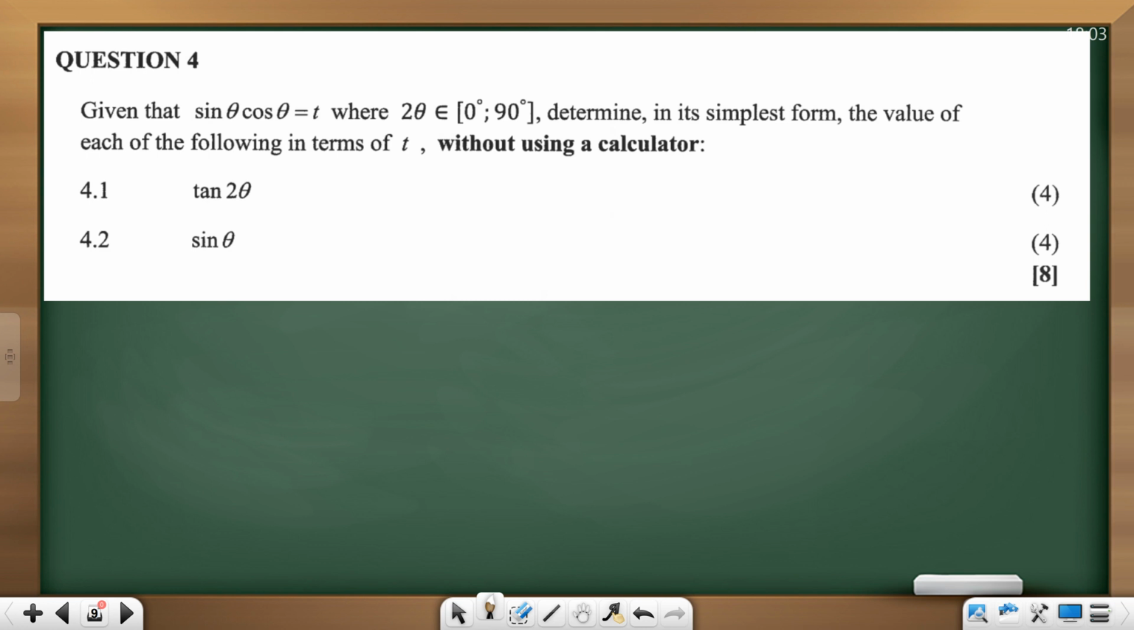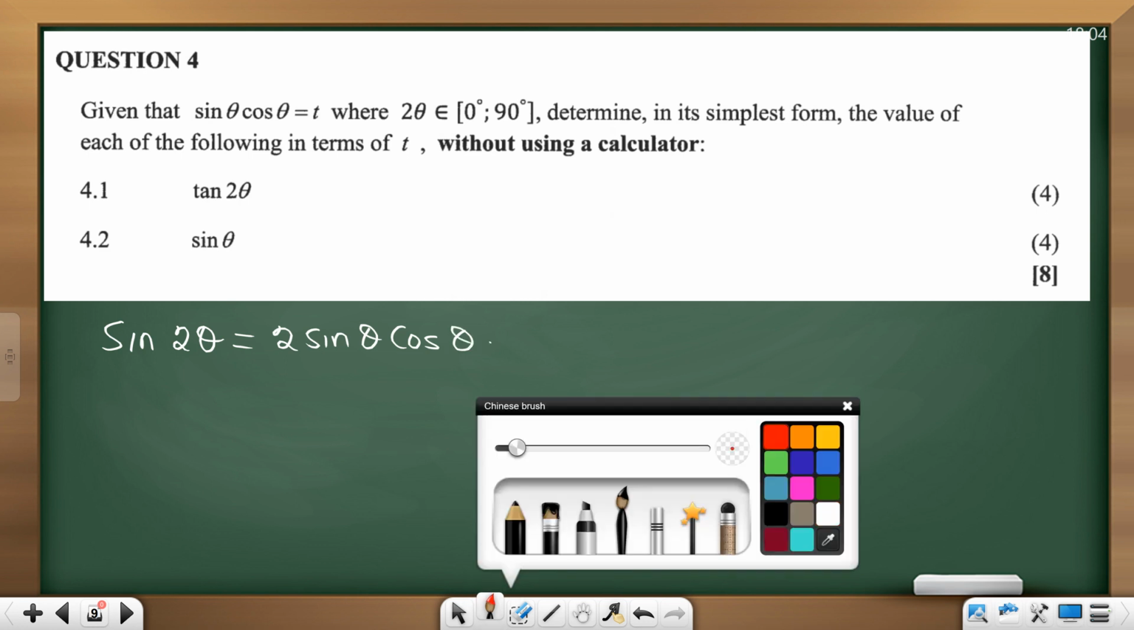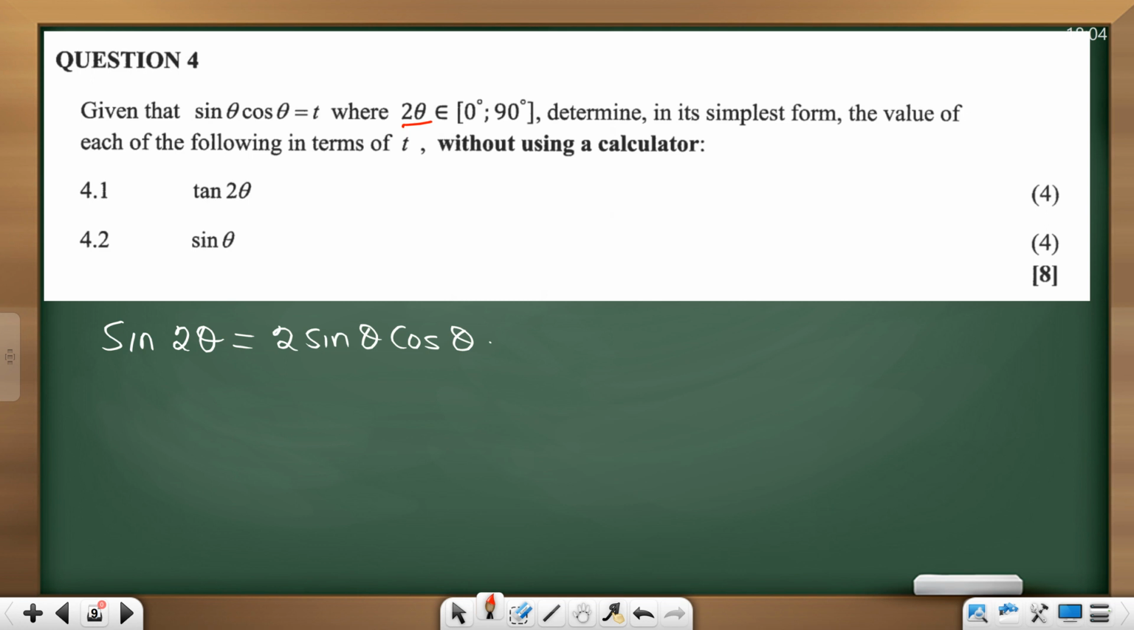Given that sine theta cos theta equals t, where the examiner is working with 2 theta, but we're working with theta and theta. What's wrong with this, guys? Formula page. If you go to your formula page, there's something that looks like sine theta cos theta. It's there somewhere. You and I both know that sine 2 theta is what? 2 sine theta cos what? Please remember, this is your key. We are working with what? 2 theta.